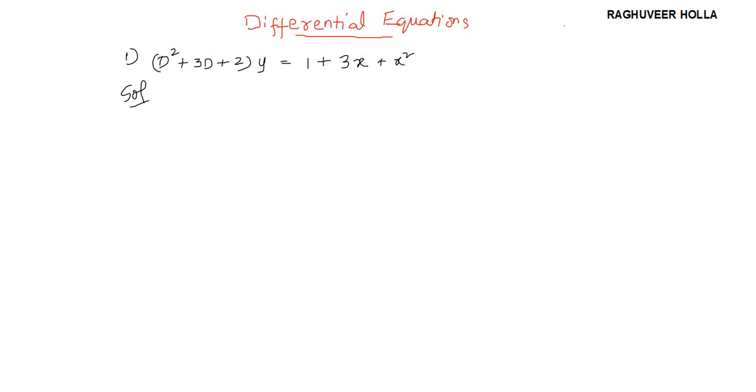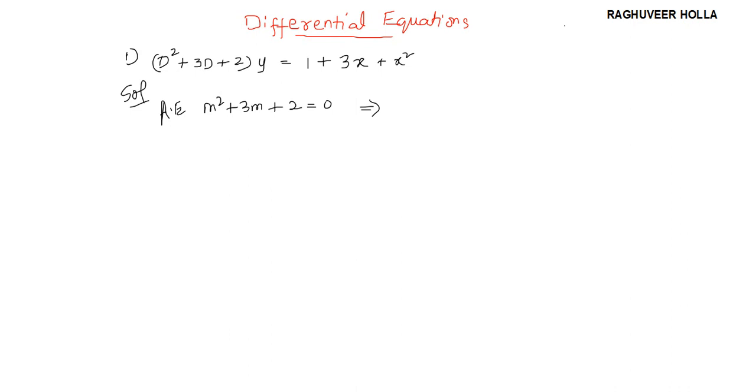Now let us try to solve this differential equation. This is a second order differential equation, and it is non-homogeneous. Now the auxiliary equation corresponding to this would be m square plus 3m plus 2 is equal to 0. Okay, since it is a quadratic equation, you will have two solutions corresponding to this.